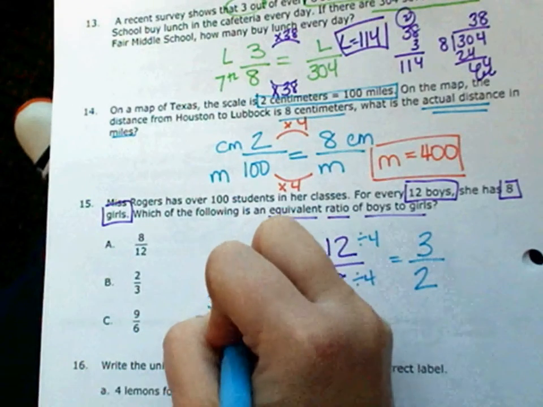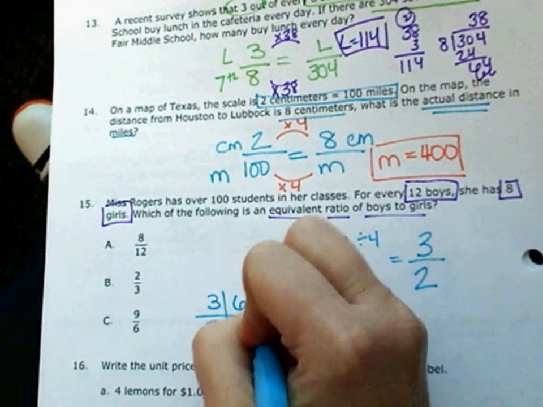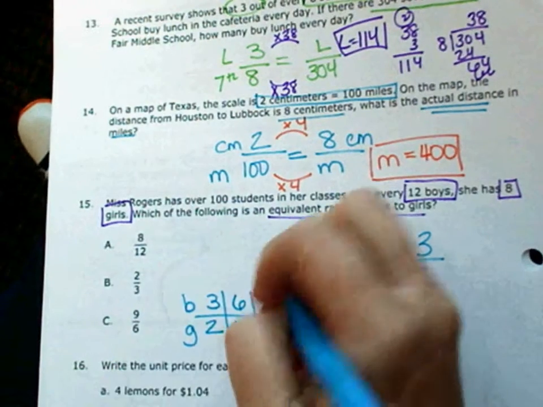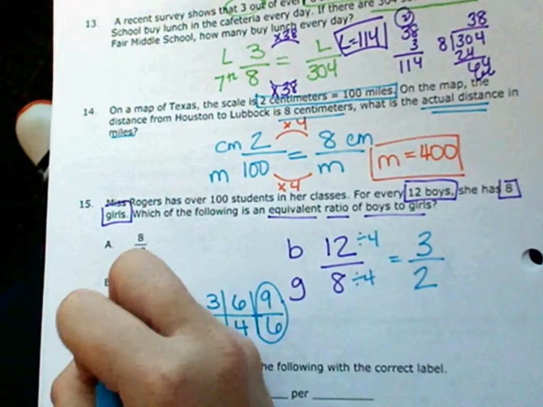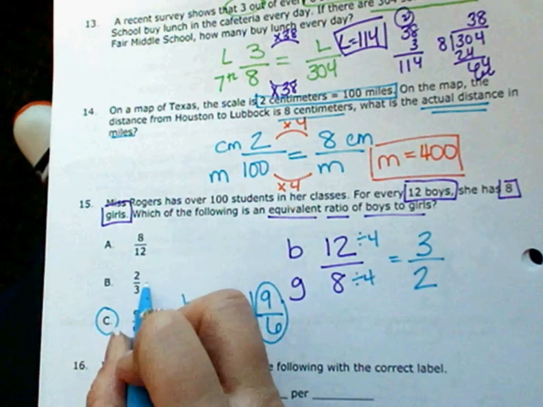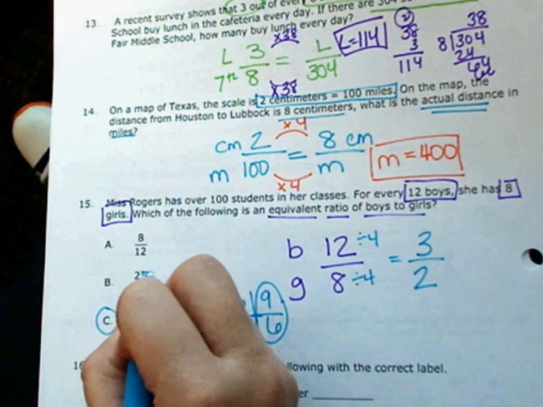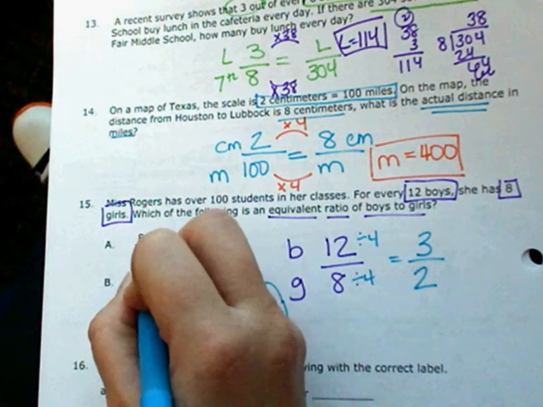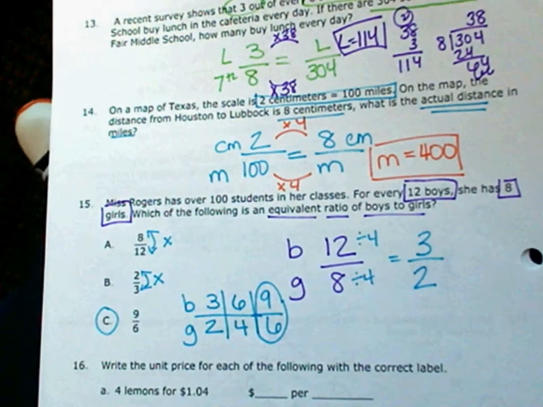That would also be 6 to 4, 9 to 6. These are boys, these are girls. So this one matches. C. This one looked true at first, but they're flip-flopped. So that could not be my answer. This is also flip-flopped, so that could not be my answer.